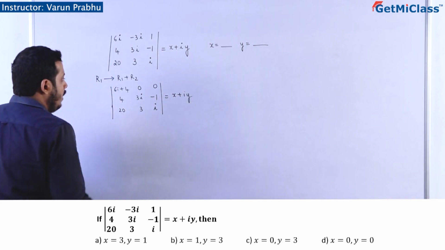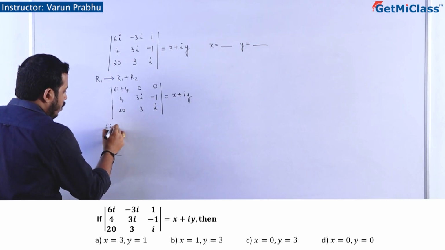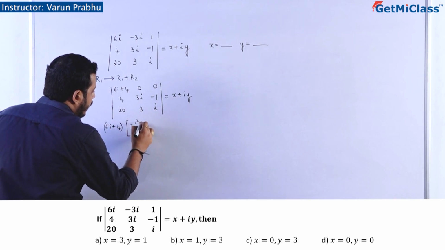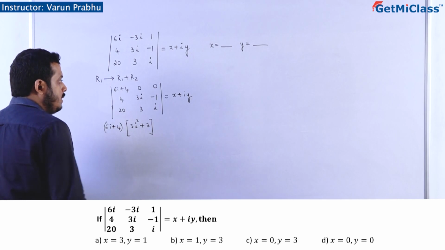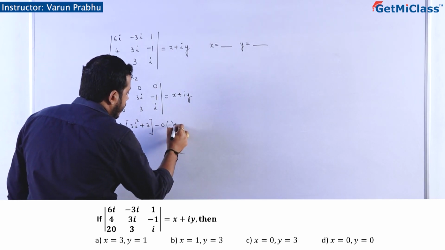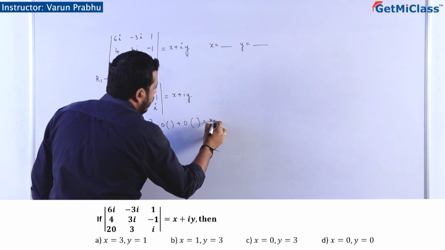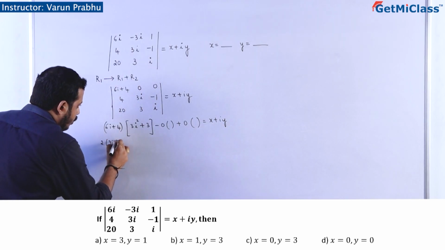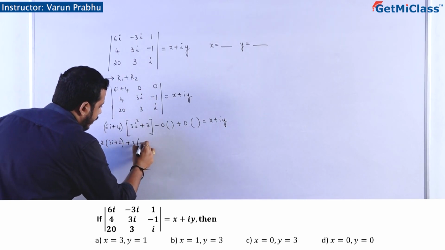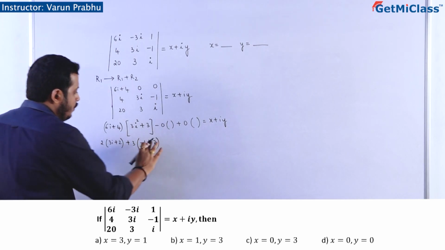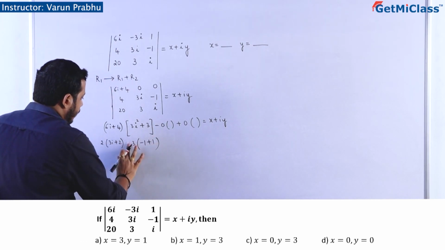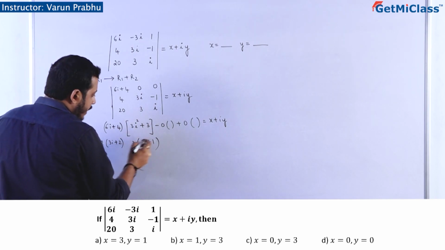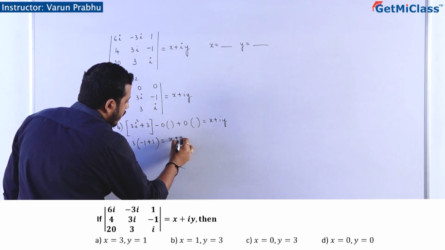Simple stuff. Now what you do, you expand it along the row number 1, 6i plus 4 multiplied by 3i square plus 3, correct, 3i square plus 3, minus 0 into something plus 0 into something, that is equal to x plus iy, is it not? So we'll take out 2 common, 3i plus 2 plus 3 into minus 1 plus 1 into minus 1 plus 1. If you take out 3 common, i square is minus 1, right? That is equal to x plus iy.